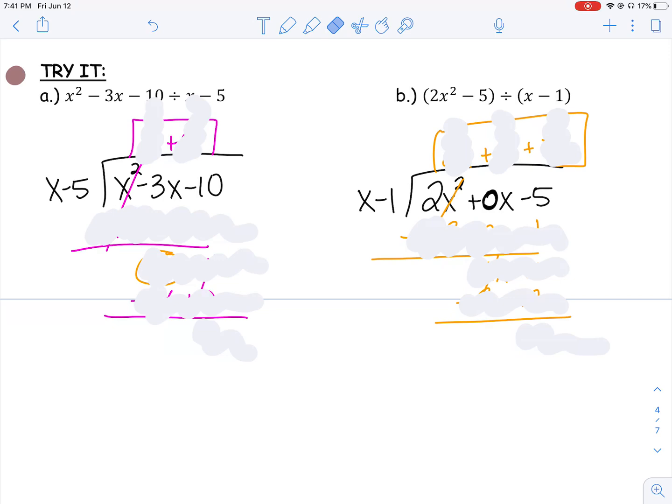All right, on try it, the first one, I have x squared minus 3x minus 10 divided by x minus 5. So I'm dividing by a binomial. That means I have to do my long division. How many times does x go into x squared? Well, I get an x. I'm going to distribute that through. x times x is x squared. x times negative 5 is negative 5x. And then I'm going to change my signs.